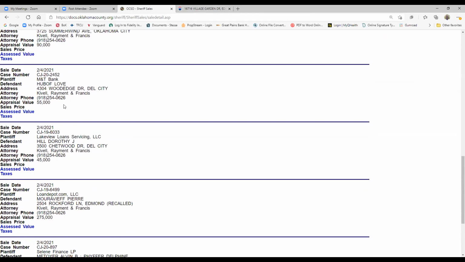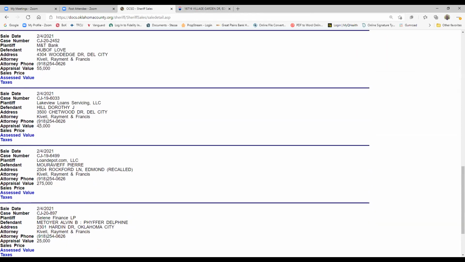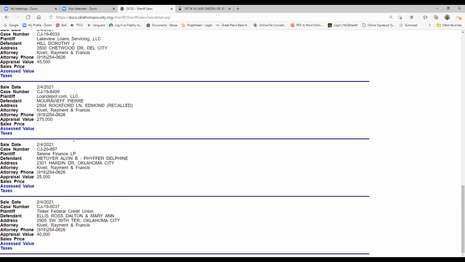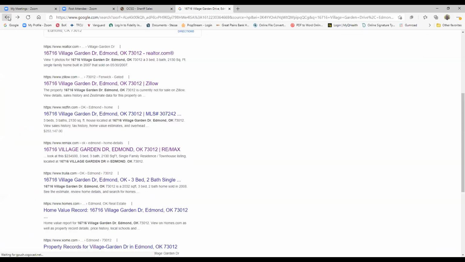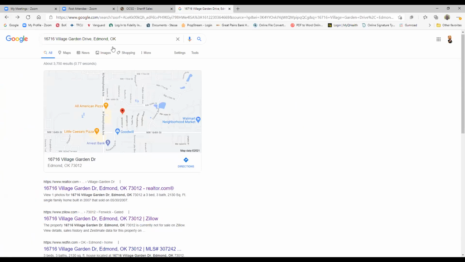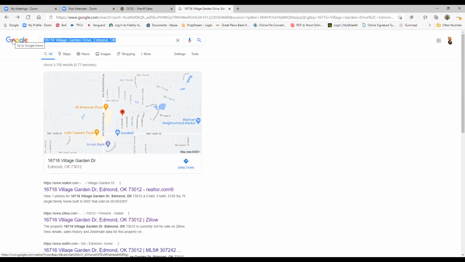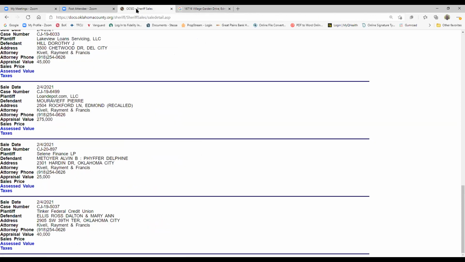Let's see, here's one. Most of these are 45,000, 55,000, but this is 25,000. Let's look at that, 2301 Hardin Drive. That's over in northeast Oklahoma. Ain't Hardin Drive over there? What was that address again? 2301 Hardin.